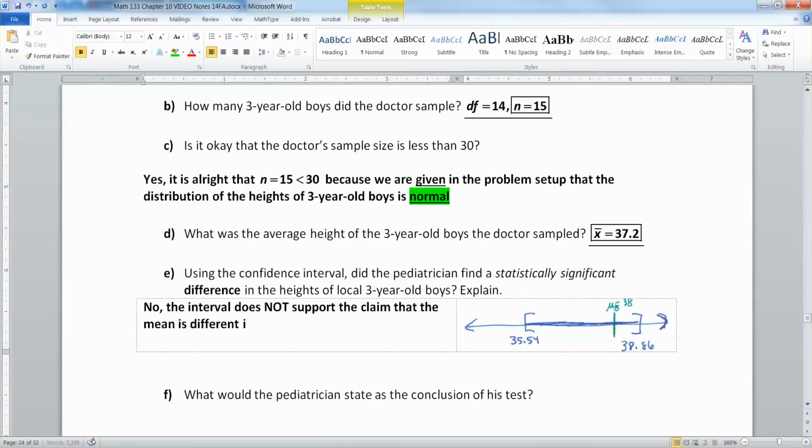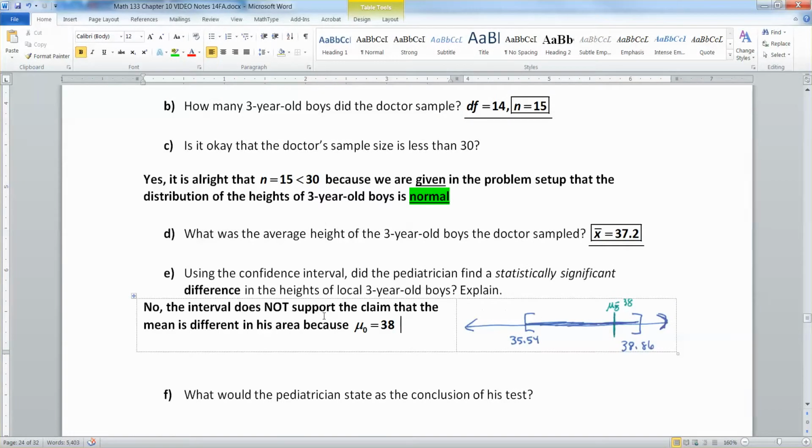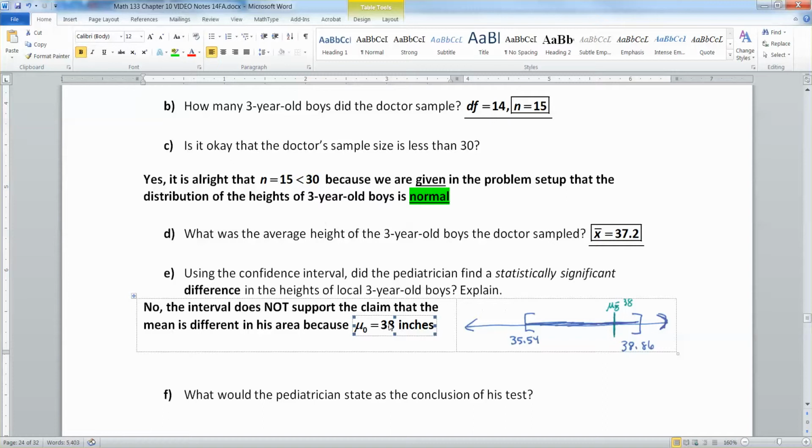So no, the interval does not support the claim that the mean is different in his area because mu zero, which is our hypothesized null hypothesis value of 38 inches, is contained within the interval.